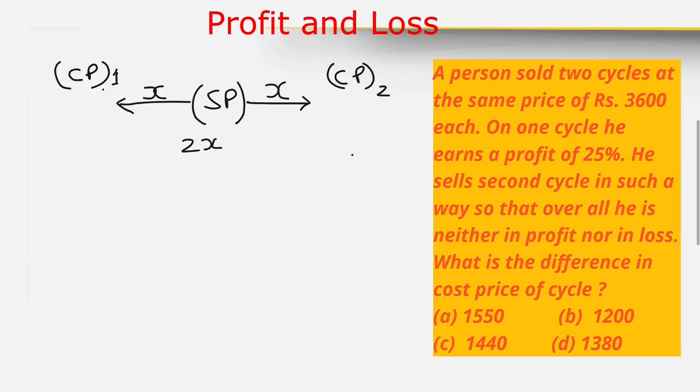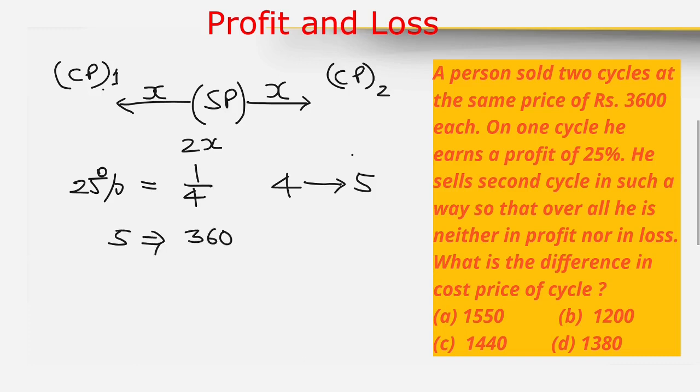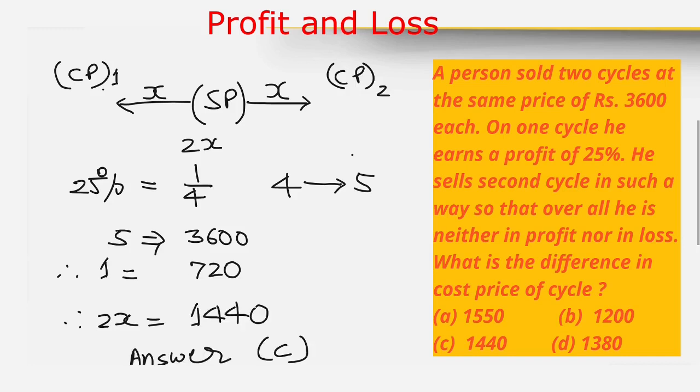This is very simple. Now 25% is equal to 1 over 4, or 1 upon 4 in fraction terms. That is, if the CP is 4, then it is sold at a profit of 1 and SP becomes 5. Here it is given that 5 is equivalent to 3,600. Therefore, profit 1 equals 3,600 divided by 5, which is 720. That is, x equals 720. Therefore, 2x equals 1,440. This is our answer. Thus, our answer is option C.